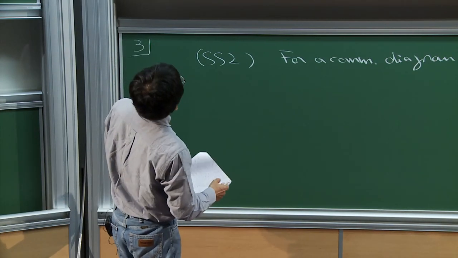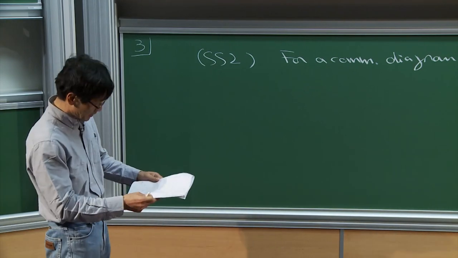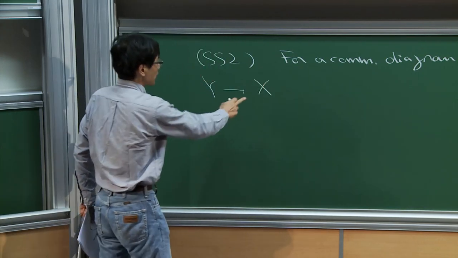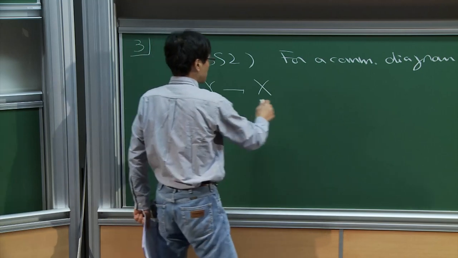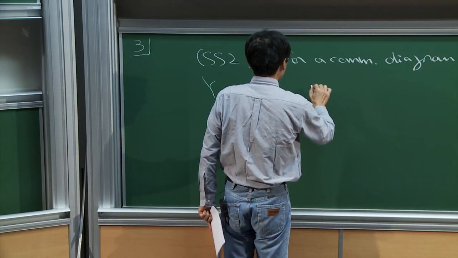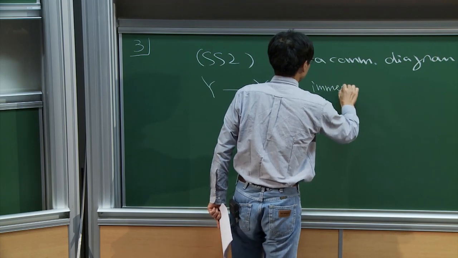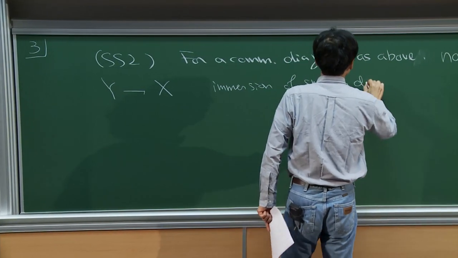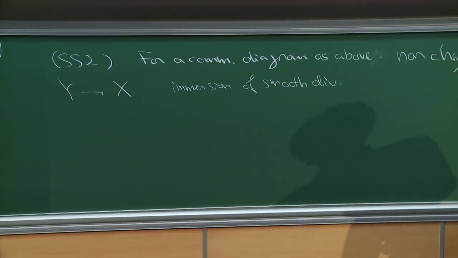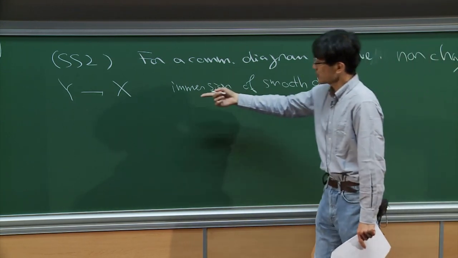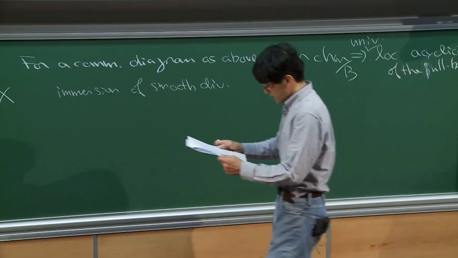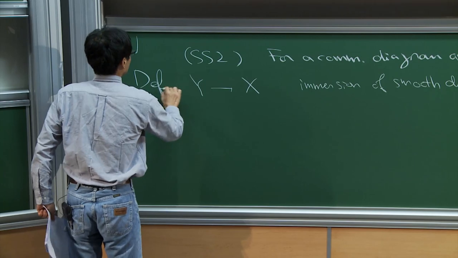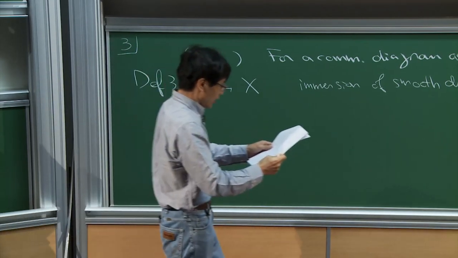And the first statement I'm going to make is: we study an immersion. So X is our smooth variety, and Y will be a smooth divisor. So this is an immersion of a smooth divisor. I want to introduce another notion, that this immersion is non-characteristic. So I need one more definition, 3.2. So, okay.